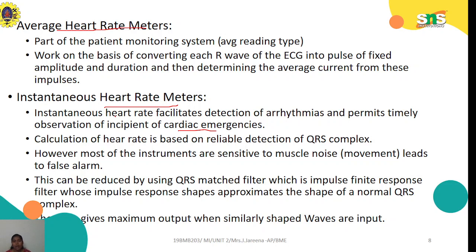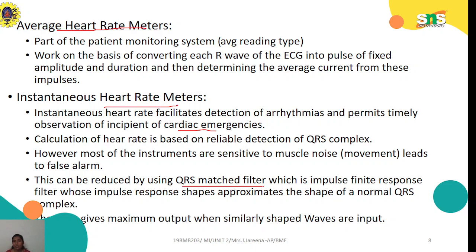Here the calculation of heart rate is purely based on detection of the QRS complex. Since we are using this device in an open environment, there is a chance of having many kinds of noise. Even the muscles of the particular patient will induce some noise while making the measurements. So to avoid such noise influence or interruption when making the output, we have to use one component, that is the QRS matched filter.